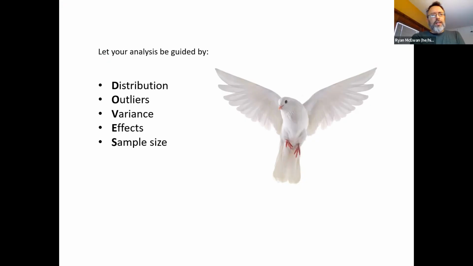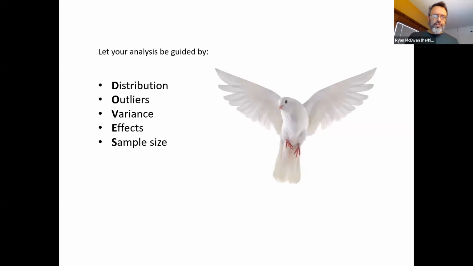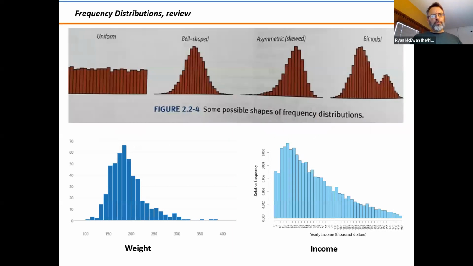Similarly, or just like an extension, is this concept: let your analysis be guided by DOVES. I just made this up, and I think if you can get this through your head permanently, you'll be so much better consumer of data and a better scientist. And we're going to let all of our analyses be guided by DOVES. So the first thing in the DOVES list of attributes is distribution.